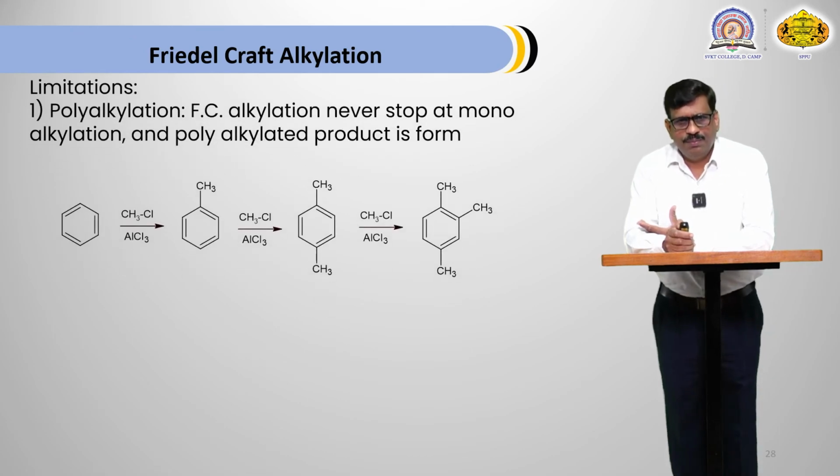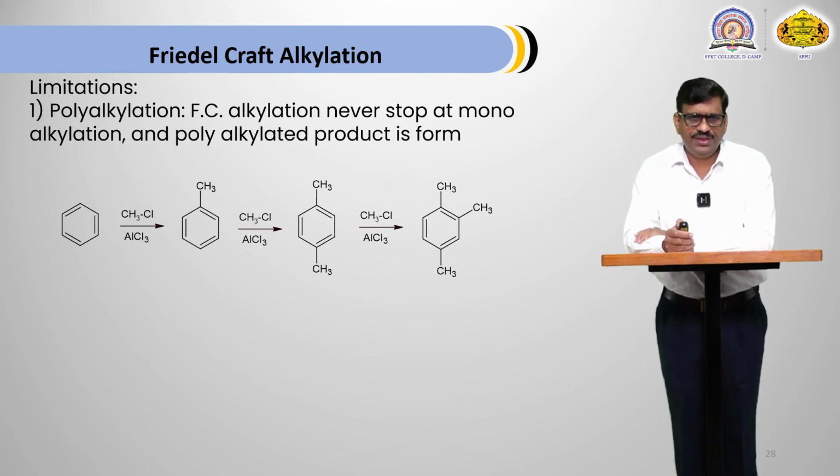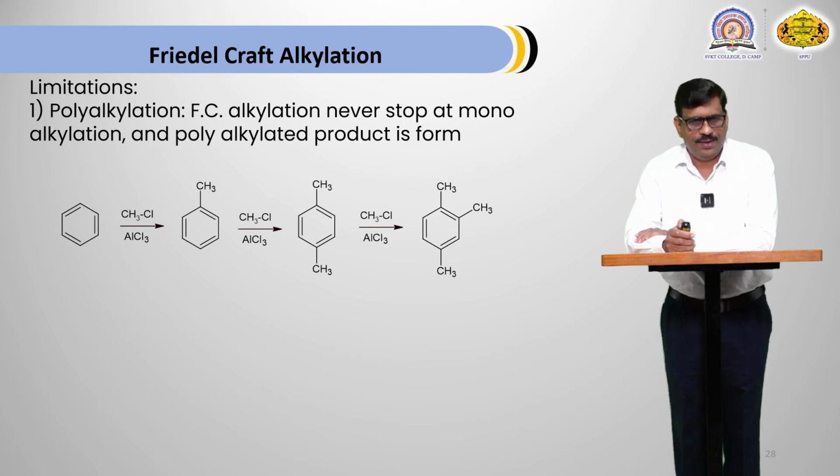Now there are some limitations of Friedel-Crafts alkylation reaction. The first limitation is polyalkylation. Friedel-Crafts alkylation never stops at the monoalkylated stage and polyalkylated products are formed. In this case benzene reacts with methyl chloride in presence of AlCl3 and there is formation of methyl benzene or toluene. This product is expected, but we know that methyl is an electron donating group. It donates electrons by plus I effect. It activates the benzene ring for further reaction.